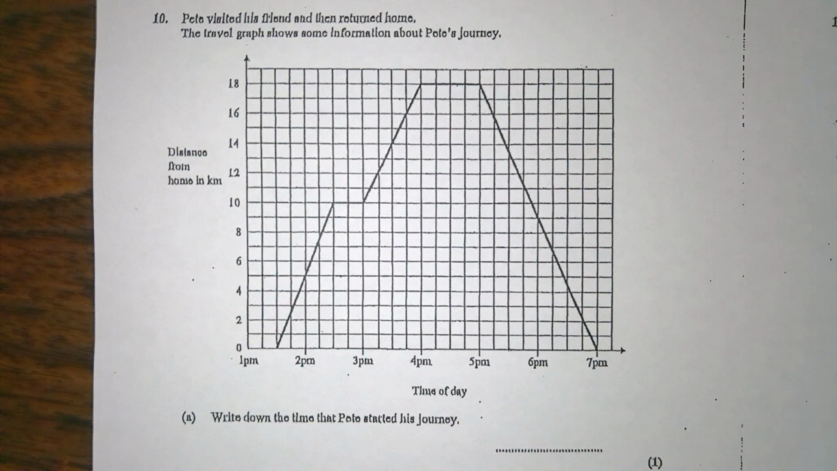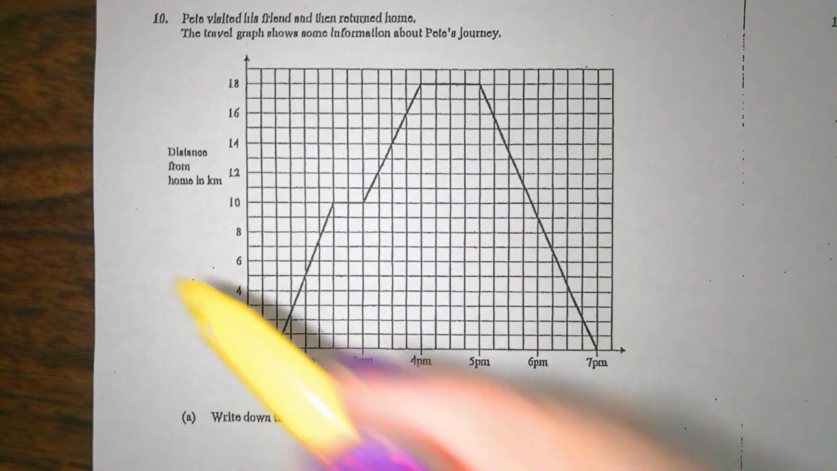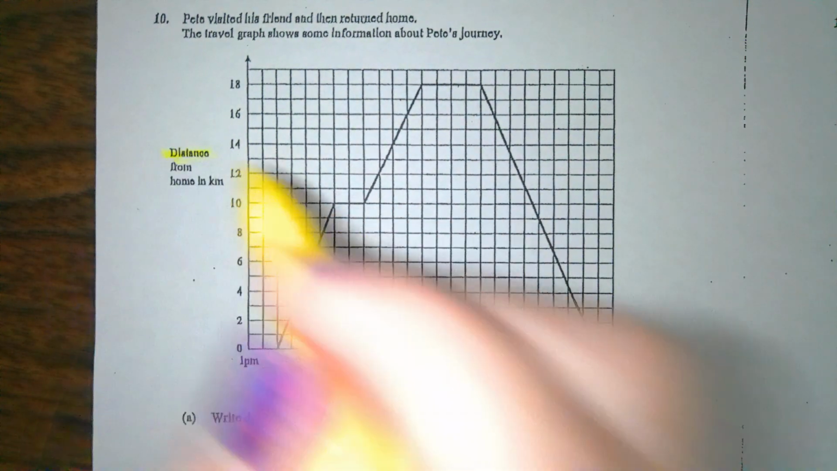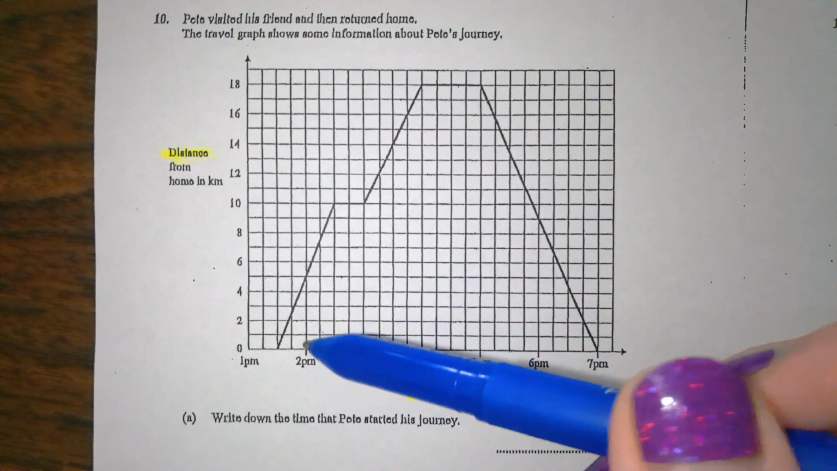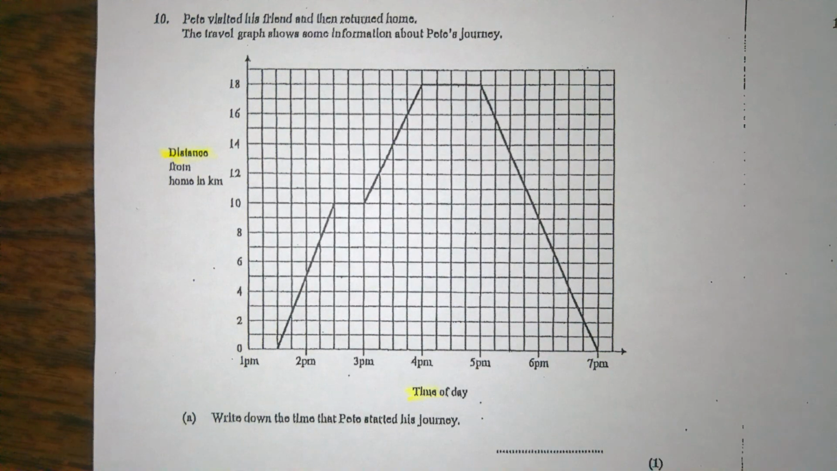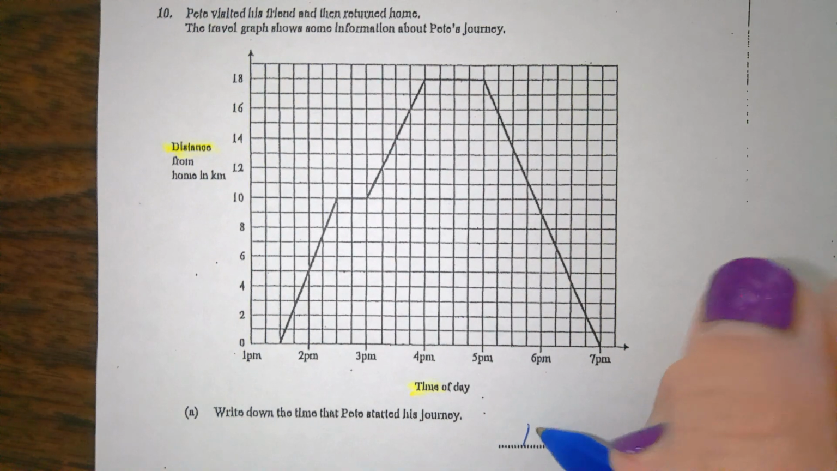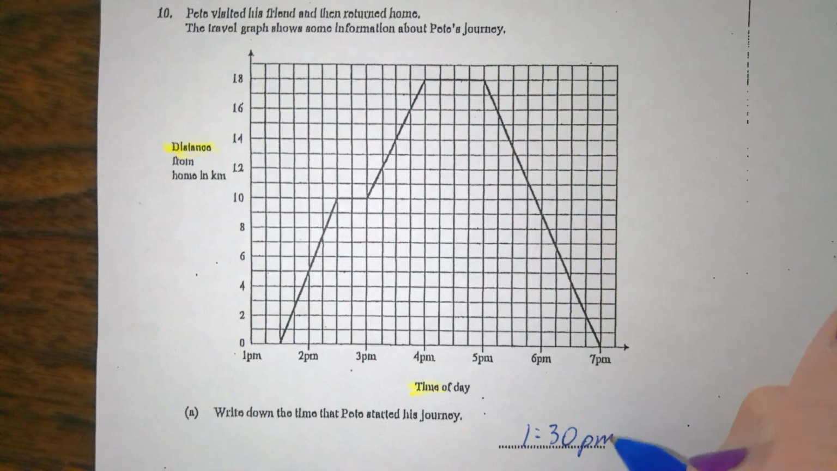Okay, what about this one? What are my axes? What are the titles? Kavya? Distance from home in kilometers. Right, so another distance time graph, but notice here I'm actually using time, not seconds, but actual time. Okay, so at what time did Pete start his journey? 1:30 p.m. Okay, thank you.